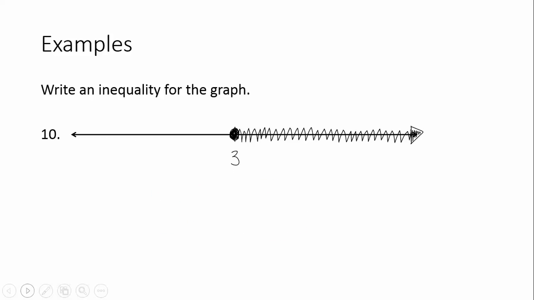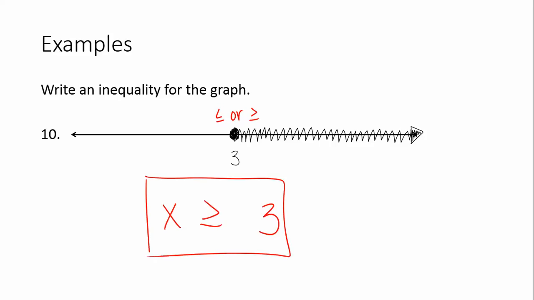Here we have an inequality where we've got 3, it's shaded in, colored in dot, and we are shading to the right. So again, x and 3. And now we need to figure out which symbol goes in the middle. Well, because it's colored in, now it's less than or equal to or greater than or equal to. And because we shaded to the right, we're talking about values that are greater than or equal to 3. So x is greater than or equal to 3.